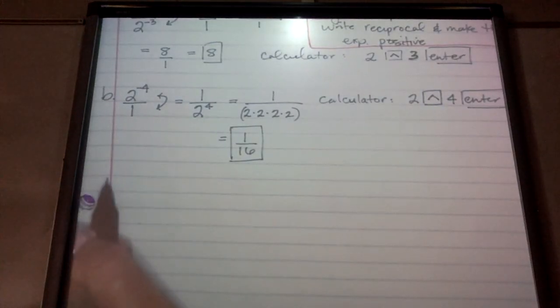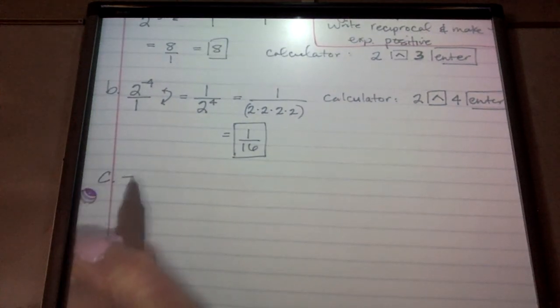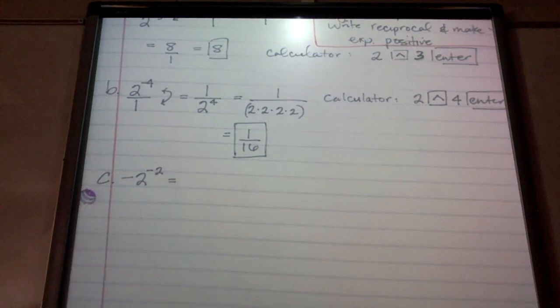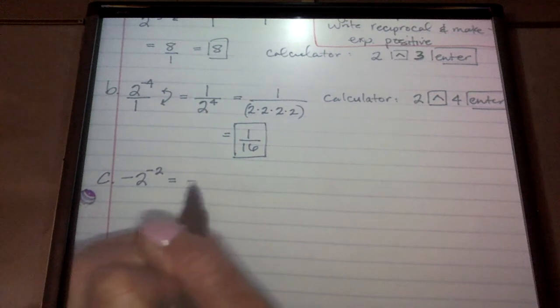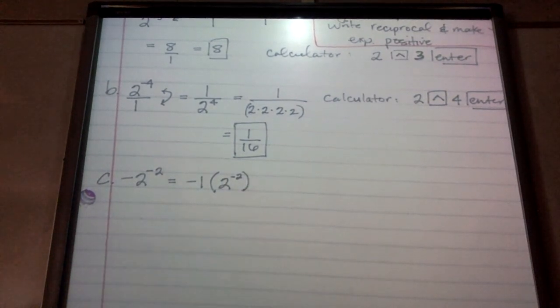Part C. All right, part C, they have negative 2 to the negative 2nd. Now we're going to pause here because a lot of people look at that and think it's a negative 2, and it's not. You have to rewrite. This is negative 1 times 2 to the negative 2nd. Okay, so please do not enter that in your calculator. You're going to get something funky.